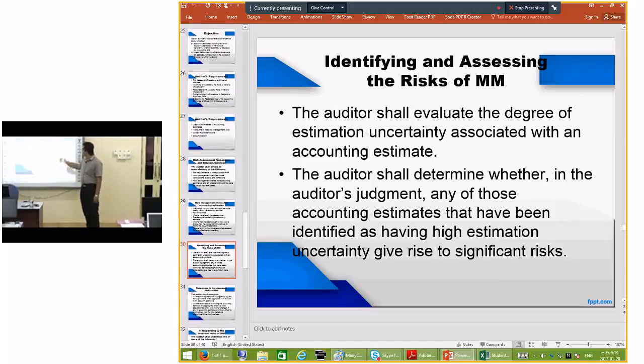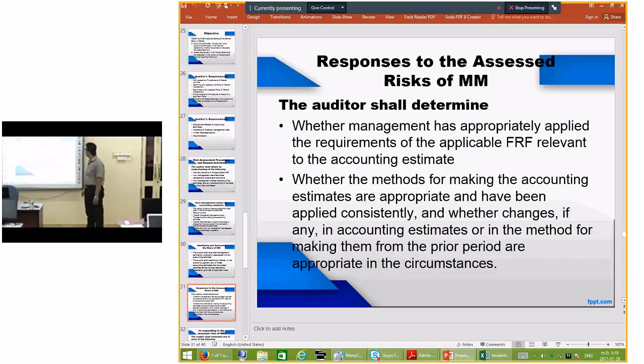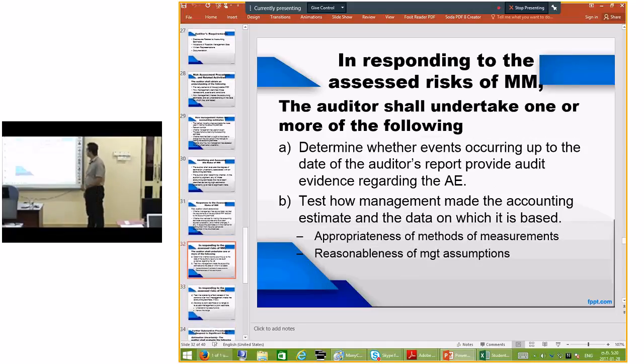Then the auditor shall evaluate the degree of estimation uncertainty associated with the accounting estimates. The auditor shall determine whether, in the auditor's judgment, any of those accounting estimates identified as having high estimation uncertainty give rise to a significant risk, right? Whether the management has appropriately applied the requirements of the applicable financial reporting framework, whether the methods for making the accounting estimates are appropriate and have been applied consistently, and whether changes, if any, in the methods are appropriate. So you have to make sure of those basic aspects. Already we discussed those things, right?